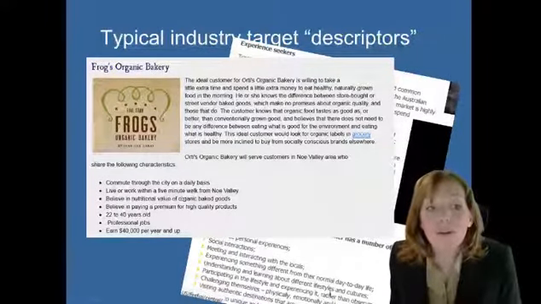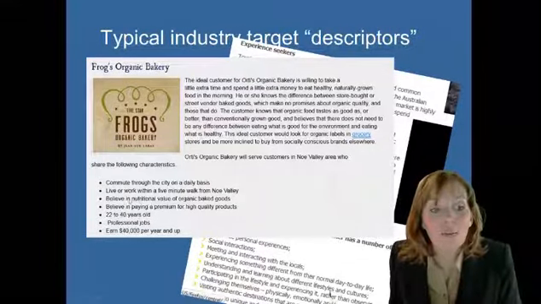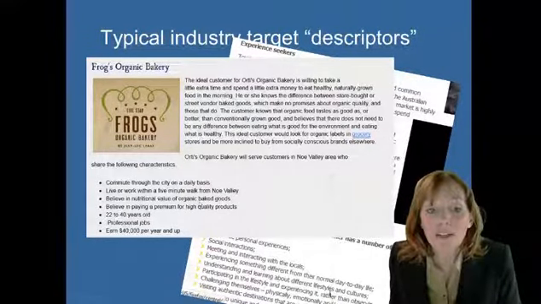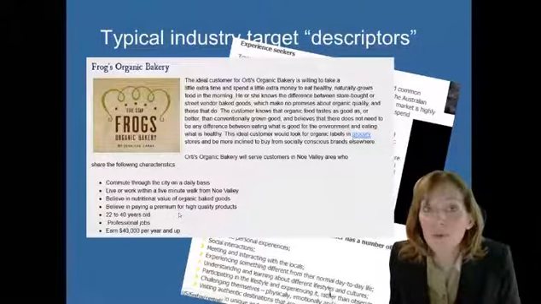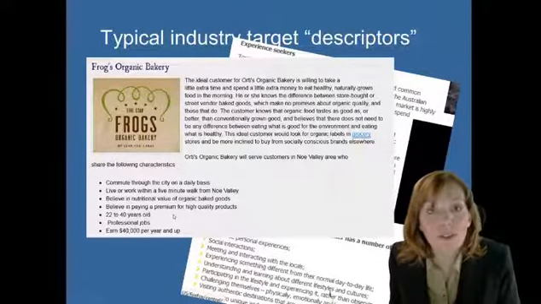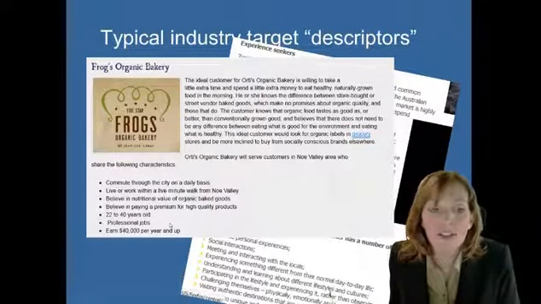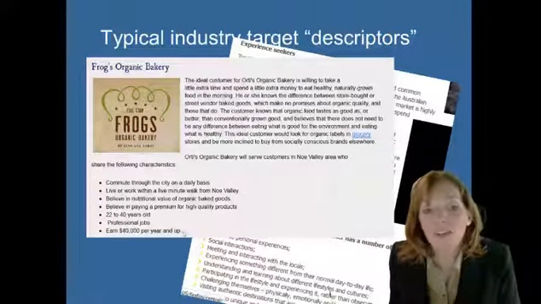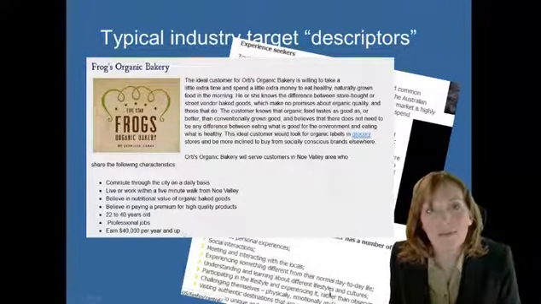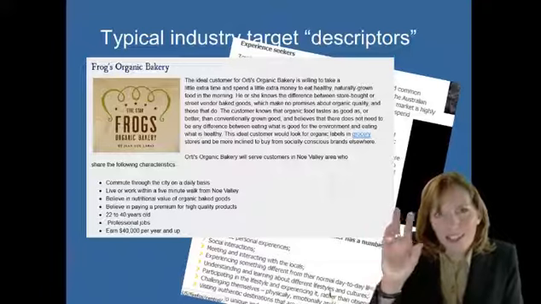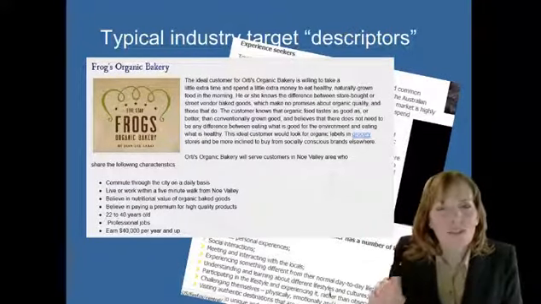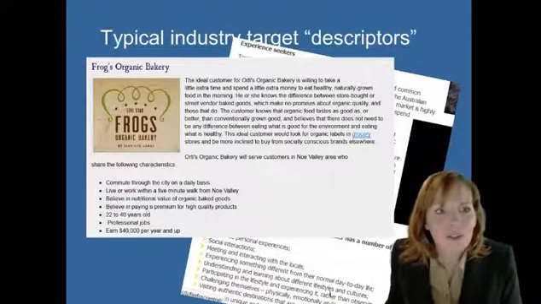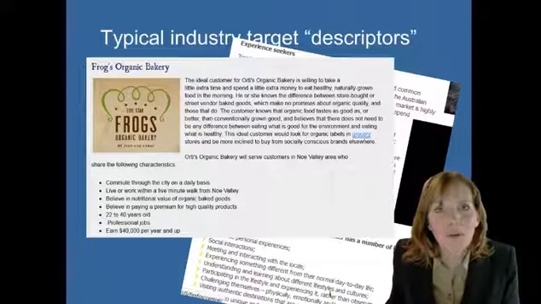They live or work within a 5-mile walk. They believe in nutritional value in organic baked goods. They believe in paying a premium for high-quality products. They're 22 to 40 years old. They have professional jobs, and they earn $40,000 a year at least. I see that person in such greater detail than I do anybody who wants to come to my bakery.